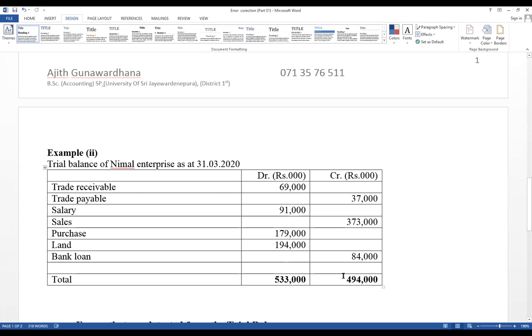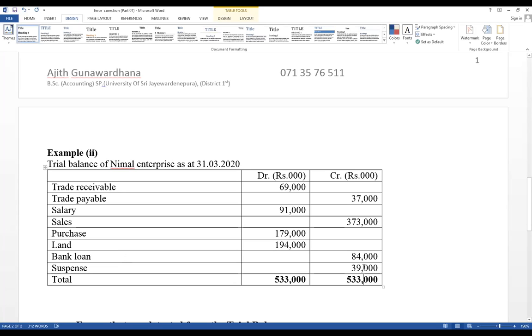Think about 533 minus 494. The difference value equals 39,000 on the credit side. Therefore, the difference value should be included on the credit side. That value should be considered as a suspense account. Therefore, here as a suspense, then the credit side also is temporarily equalized. Now both sides are equal, but there is a balance in the suspense account.